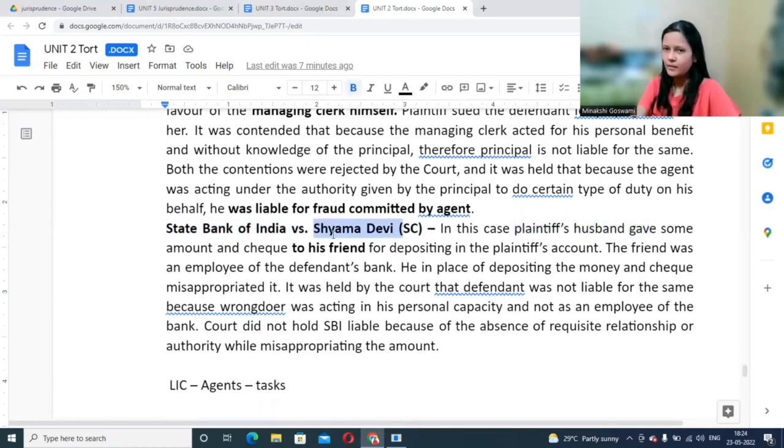This was, I think, an appeal which was being filed. So Shyama Devi's husband gave some amount and a check to his friend for depositing in the plaintiff's account, as in Shyama Devi was having a bank account in SBI.